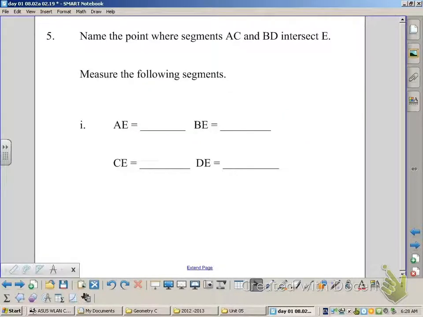Now we want to measure some segments in our picture. The point where the diagonals intersect, let's call that point E. And let's measure the segments that are formed with the vertices and point E. Take about 2 minutes to measure these and then hit resume.